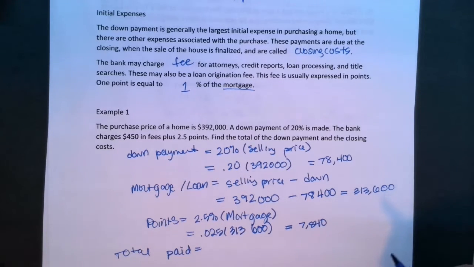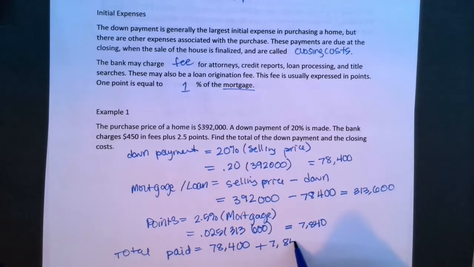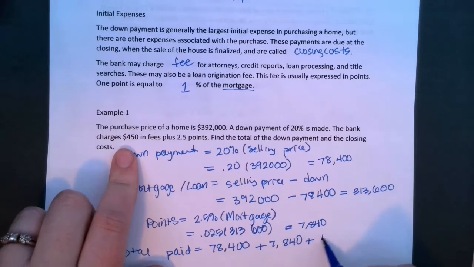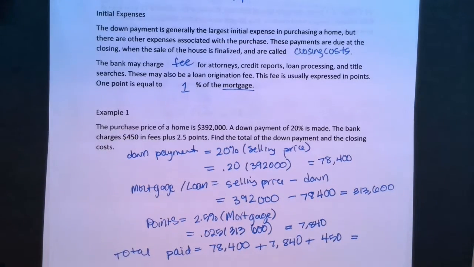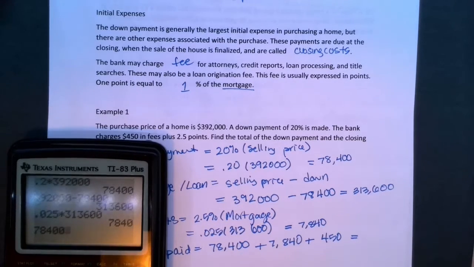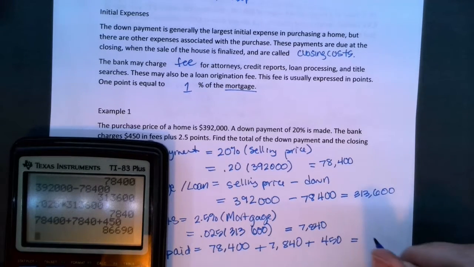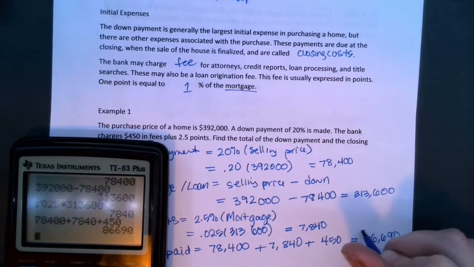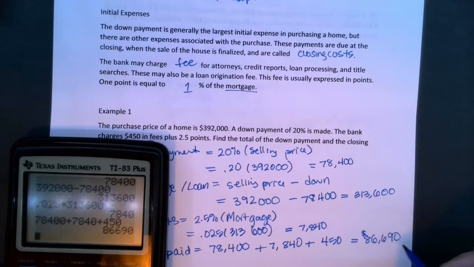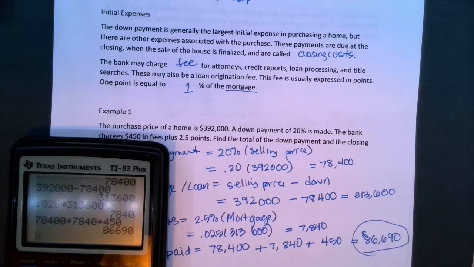So then our total paid is going to be all of those added together. So we have our $78,400 plus our $7,840 plus that $450 from up here. And when we put all those together, we get a total due as $86,690. And here we have no change, so we can just leave it as whole dollars. We don't need to have any decimals. But again, when you're working with money, if you're going to put decimals in there, it has to be 2 decimal places for cents.